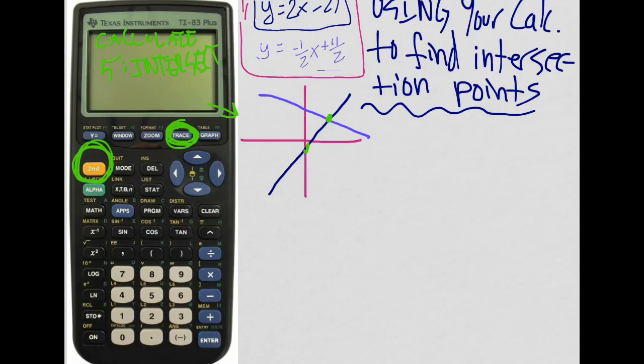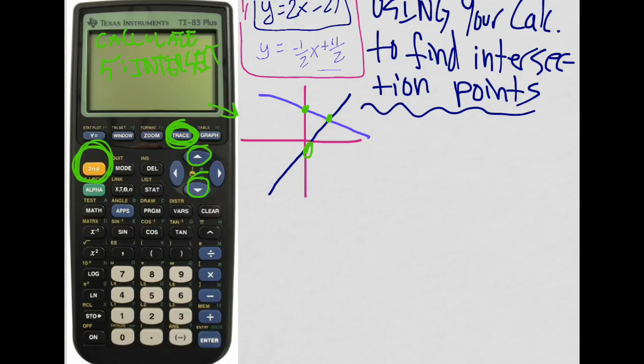You can jump between graphs using the up and down arrow. If you hit up, it will jump you up to that graph. If you hit down, it'll jump you back down to that graph. But if you only have two functions entered, when you hit enter and it asks you for your second graph, it automatically changes to the other one, because you can't find an intersection point with just one line. So go ahead and jump between the graphs either manually, or let it do it for you if you only have two entered. Hit enter when it says first curve, and hit enter when it says second curve.